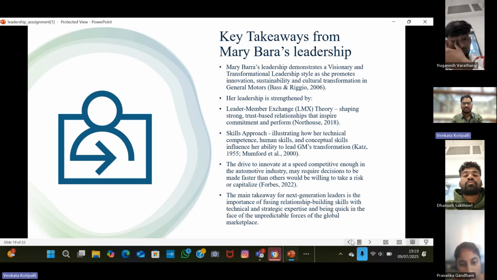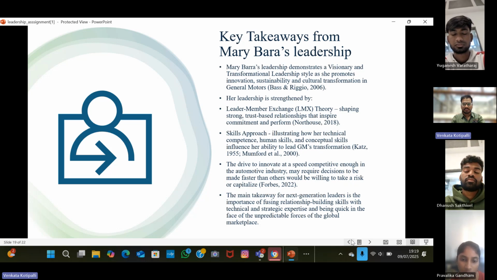2000. The drive to innovate and the competitive speed of the automotive industry may require decisions to be made faster than others would be willing to take as a risk or to capitalize on. The main takeaway for the next generation of leaders is the importance of building relationships and skills with technical and strategic expertise, and being resilient in the face of the unpredictable forces of the global marketplace.